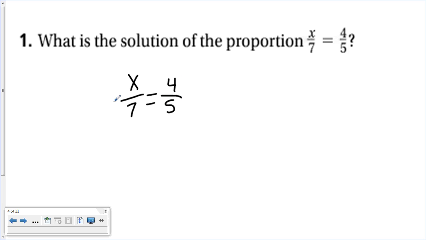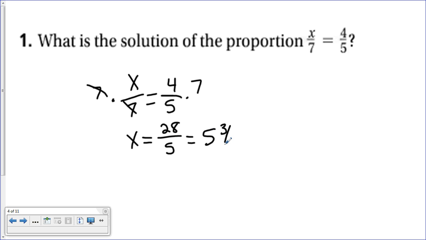So according to the multiplication rule, we would multiply by 7 first on both sides. That cancels the 7. We are left with 28 over 5, which you could leave it like that. That's all the way reduced. You could put it as a mixed number, so that'd be 5 and 3/5, or you can even write 5.6.